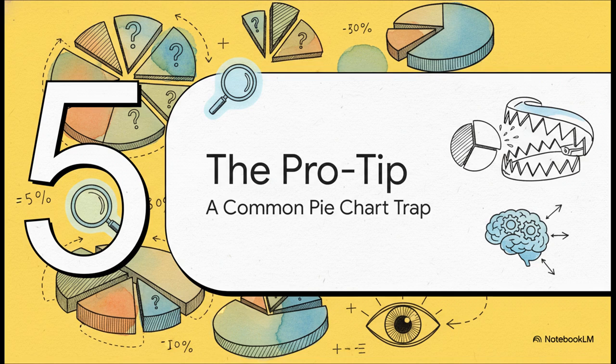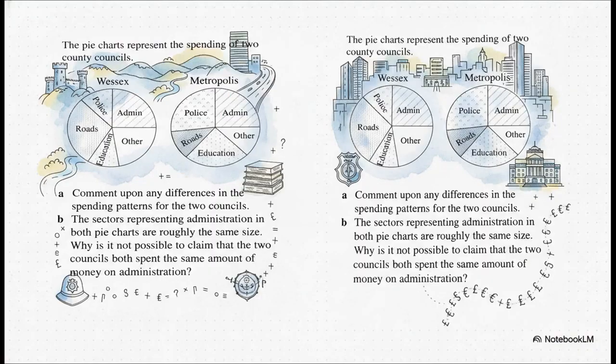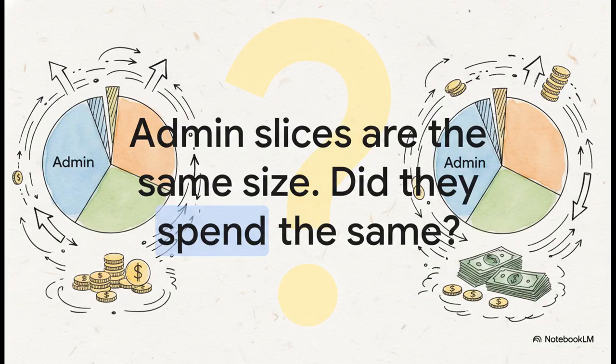You're basically a pro. But before we finish, I want to show you a very, very common trap people fall into. Knowing this will make you a truly critical thinker when it comes to data. So here we've got two different pie charts for two different councils, Wessex and Metropolis. Now just take a quick look at the slices for admin. Visually, they look pretty much the same size, don't they? This leads us to a really crucial question. If those admin slices are the same proportional size, does that mean both councils spent the same actual amount of money on administration? What do you think?